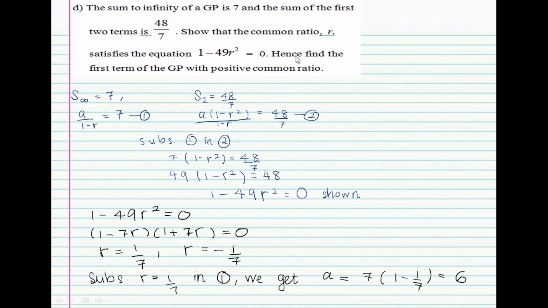The second part, hence find the first term of the GP with positive common ratio. From the quadratic equation, we can see that the value of r will be positive and negative 1 over 7. Since we have to pick the positive common ratio r, which is 1 over 7, we substitute that value in either of the two equations. So I choose the simplest one, the first equation. I will get the value of a equals 7 times 1 minus 1 over 7, which equals 6.